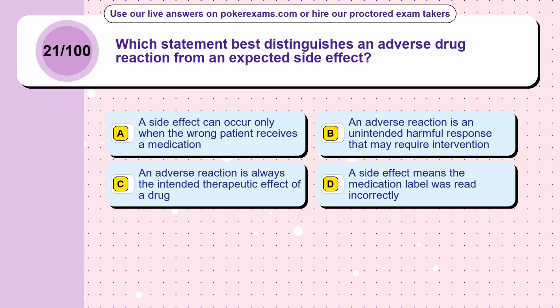Question 21. Which statement best distinguishes an adverse drug reaction from an expected side effect? Option A.